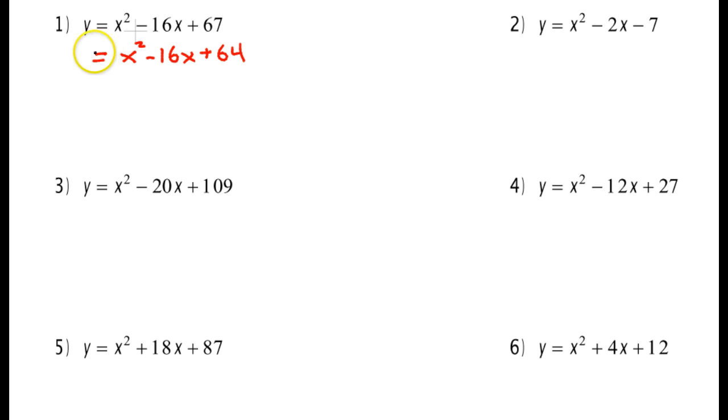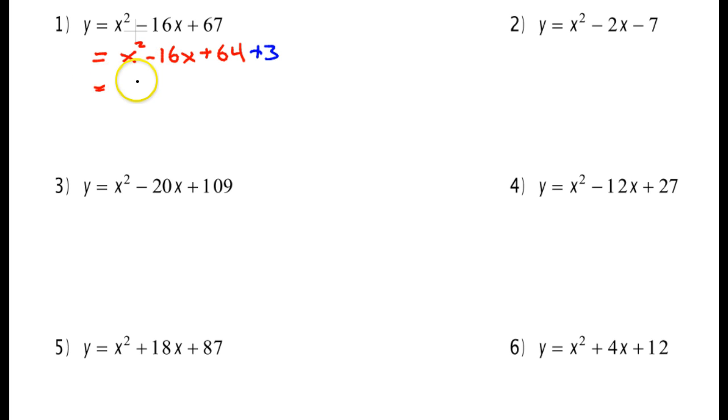However, these do need to be equal to each other, right? So what can I add to this in order to have it equal to the one above? Add 3 more. So now I have the same thing. I have x squared, negative 16x, I have 67, and then I have 64 plus 3, which is also 67. So I just need to keep it equal. But now I got the right number, the number I want there.